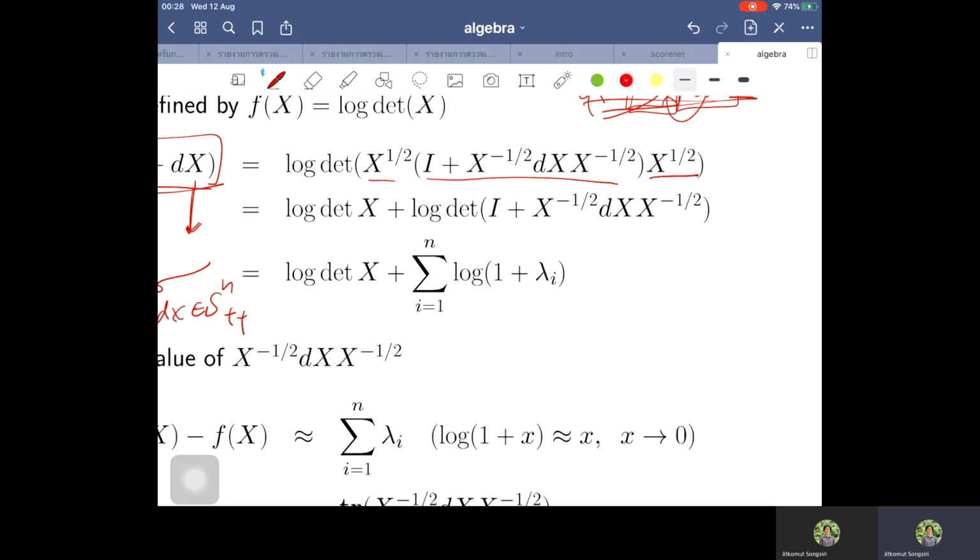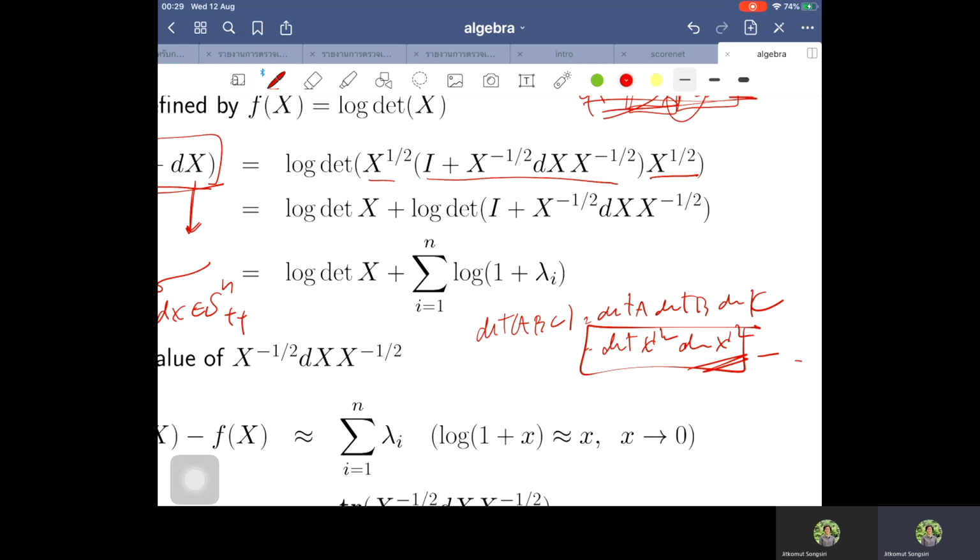So you know that the property of determinant is what? The determinant of ABC is the determinant of A, determinant of B, determinant of C, right? So it's going to be determinant of x^(1/2), determinant of x^(1/2), and the rest. But the determinant of x^(1/2) times x^(1/2) is actually determinant of x, okay? And you use the fact that the log of the product is going to be the sum of logs. So that's why you have plus here.